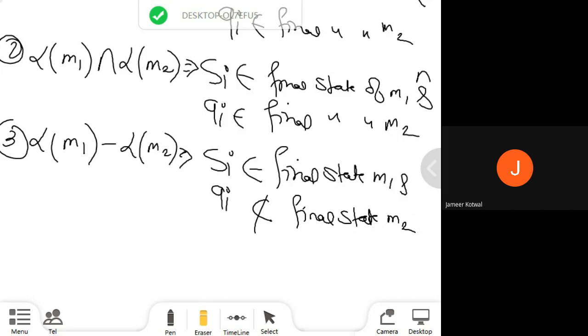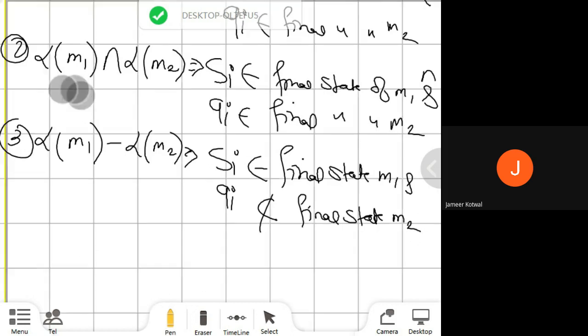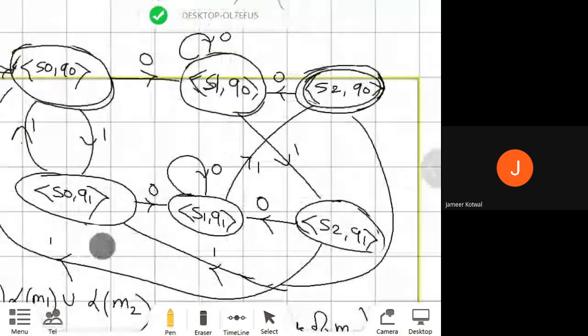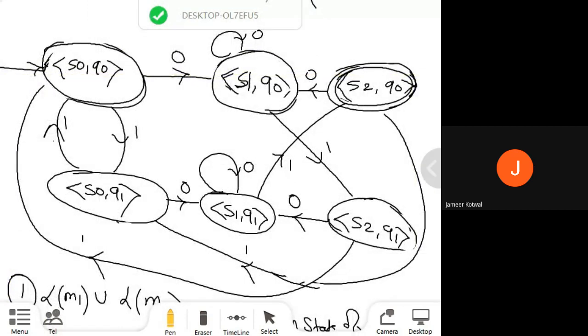I will just make this D again, the fresh one. I will remove this final state which we have defined for the intersection.